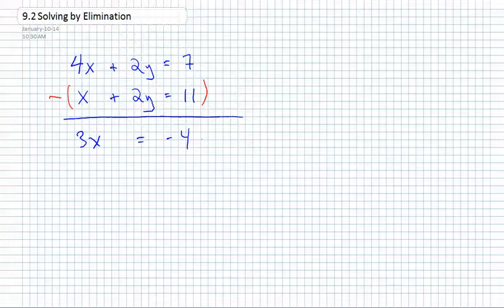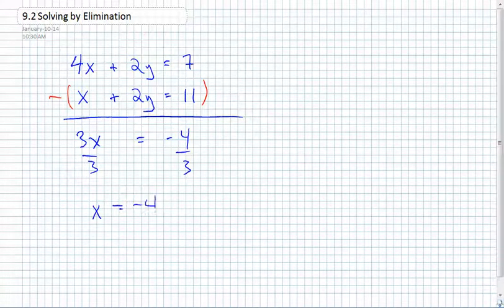And then you're just left with a very simple equation. You just divide both sides by 3, and you get x equals negative 4 over 3. Okay? And then you can plug that in to one of the other equations to solve for y. We've done that lots of times. I'm not going to do that for you now. So that's easy enough. Let's just do one other one like that.